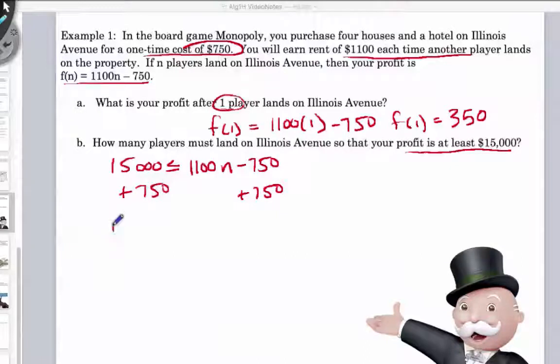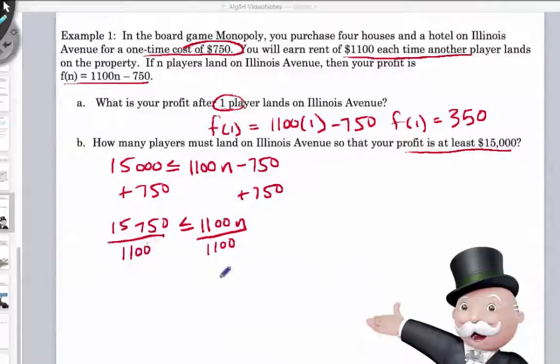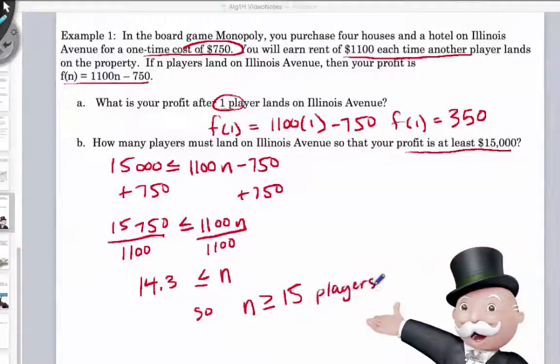Now we're going to use our rules for algebra to solve for the variable n. I'm going to add 750 to both sides, and then I'll end up dividing 1100 off of both sides. And that will isolate the variable n, the number of players I need. So when I take 15,750 and divide it by 1100, I'm going to end up with 14.3. So I actually cannot have a decimal of a player. So I know that the value has to be greater than or equal to 15.